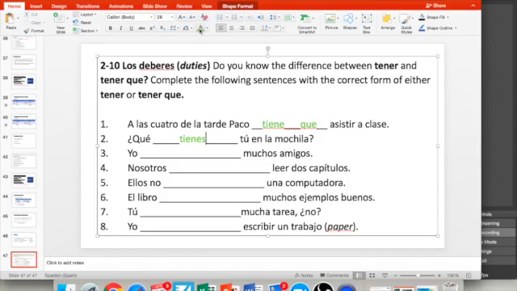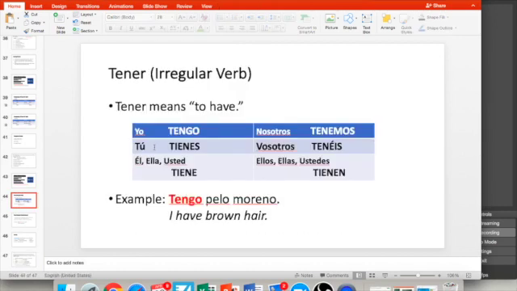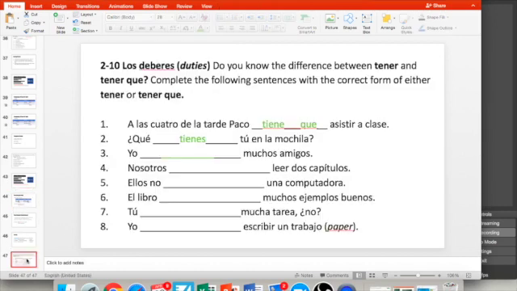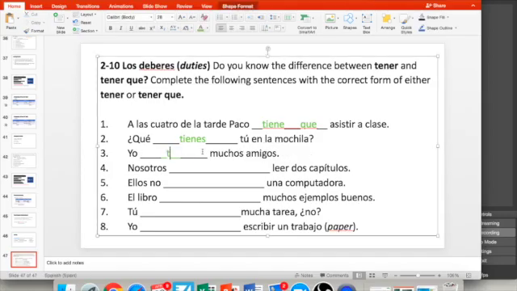Okay, now that you've had a second to try these, number 3 tells us that yo blank muchos amigos. I blank a lot of friends. So I have a lot of friends or I have to a lot of friends. Well, I have makes more sense here. So we're going to be using just plain old tener, because I'm not saying I have to do something, just plain old tener. The yo form of tener from your magical box of Spanish here is tengo. So we're going to say that yo tengo muchos amigos. I have a lot of friends.